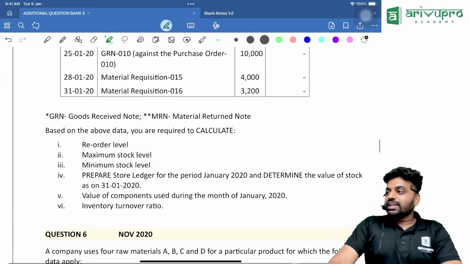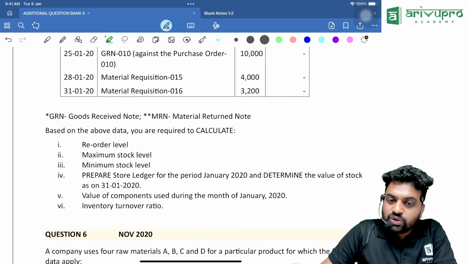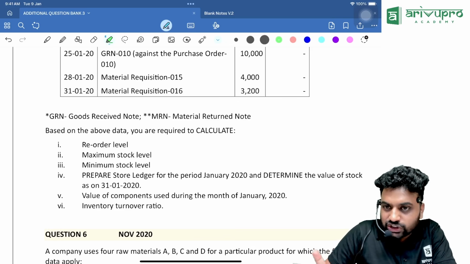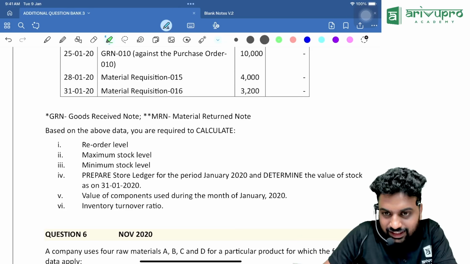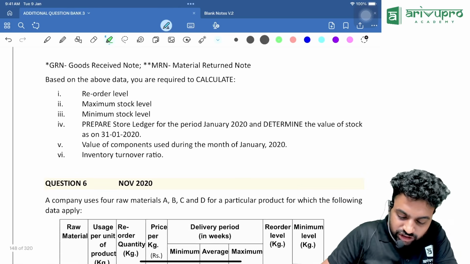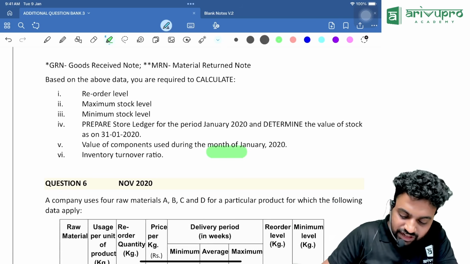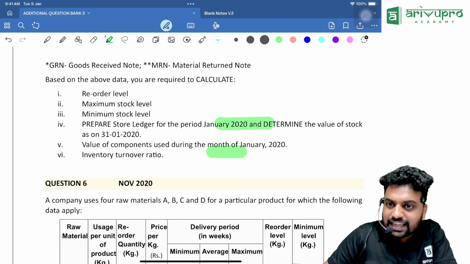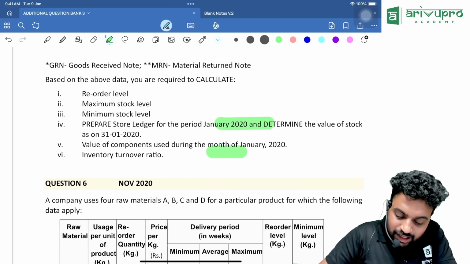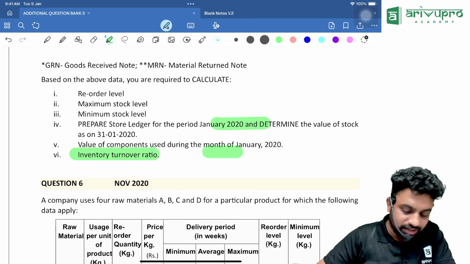So listen, that is your cost of material consumed. Also, you know the opening stock. If you do the stores ledger correctly, you will know the closing stock also. Opening stock plus closing stock divided by 2 will give you average inventory. Now, you know the cost of material consumed for this question. Cost of material consumed divided by average inventory gives the inventory turnover ratio.